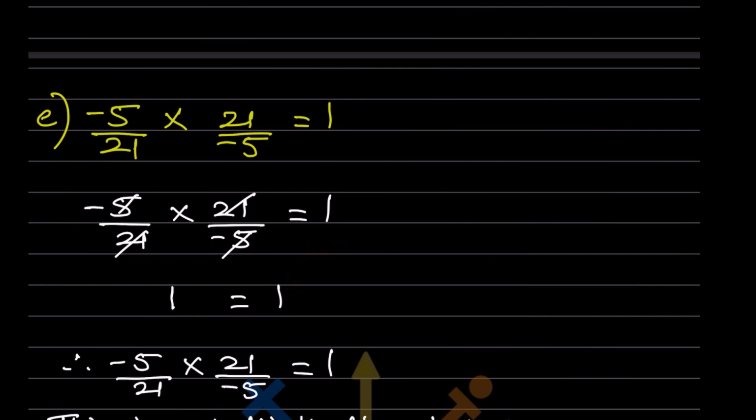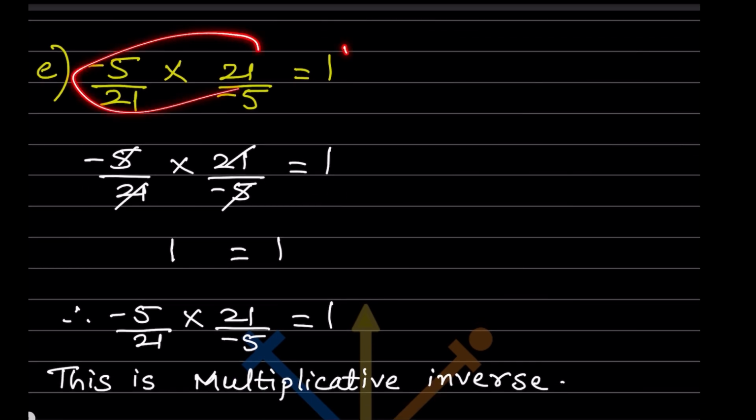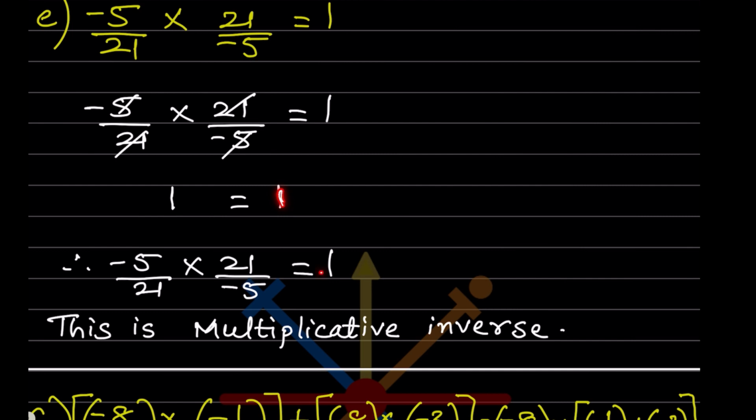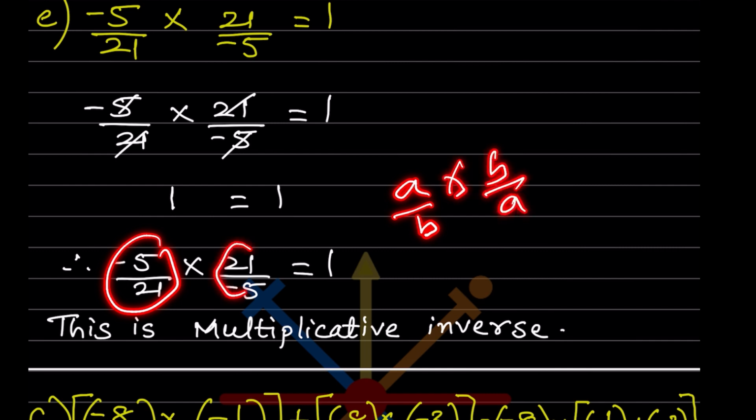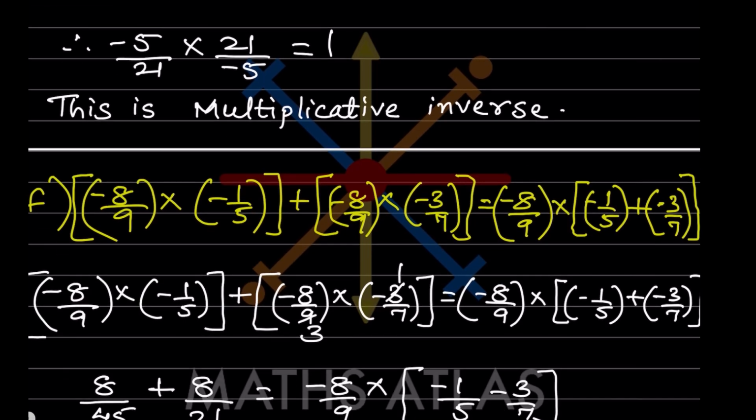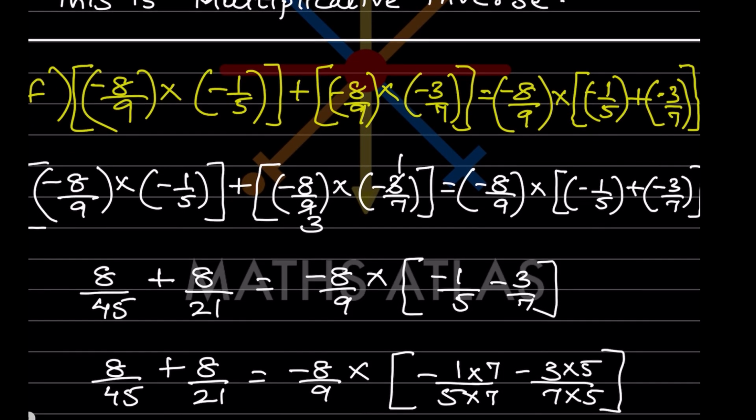The right hand side is 1. So now what you can say, this is equal to this one. Now, where do we get 1? See here, this is A by B and this is B by A. So when you cancel out, this is going to be 1, that is the multiplicative inverse. Now again, this is a long expression, but you don't have to be scared of this.